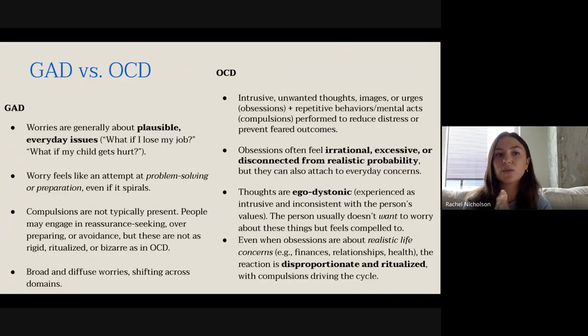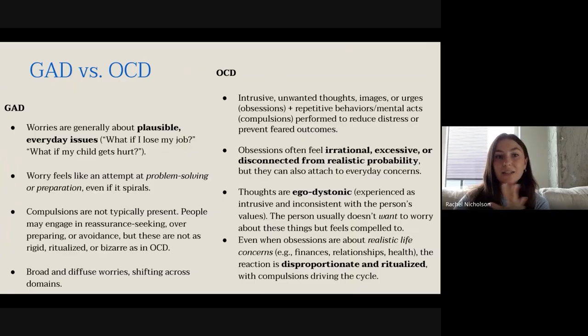So with generalized anxiety disorder, the worries are generally plausible everyday issues. Like, what if I lose my job? What if my child gets hurt? What if I get sick and I have to be out for a while? What if I don't make it to the next paycheck? Very plausible issues. And the worry here can feel like an attempt at problem solving or preparation. There can be that spiral, which might look like rumination, but the worry feels like an attempt to solve something or prepare for something, because the client's so worried about what if this thing happens.